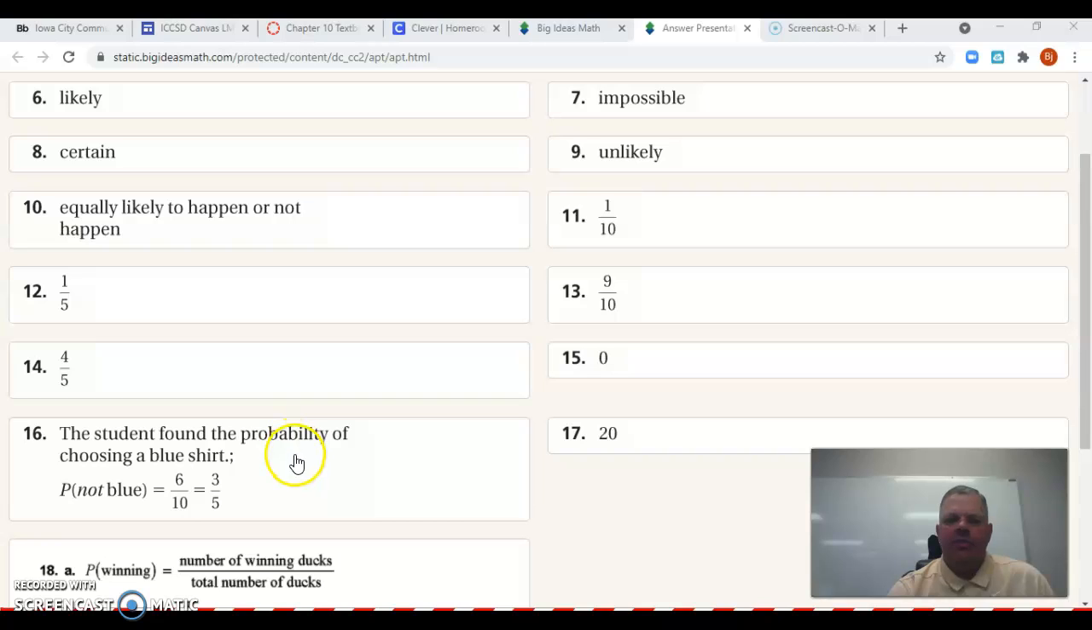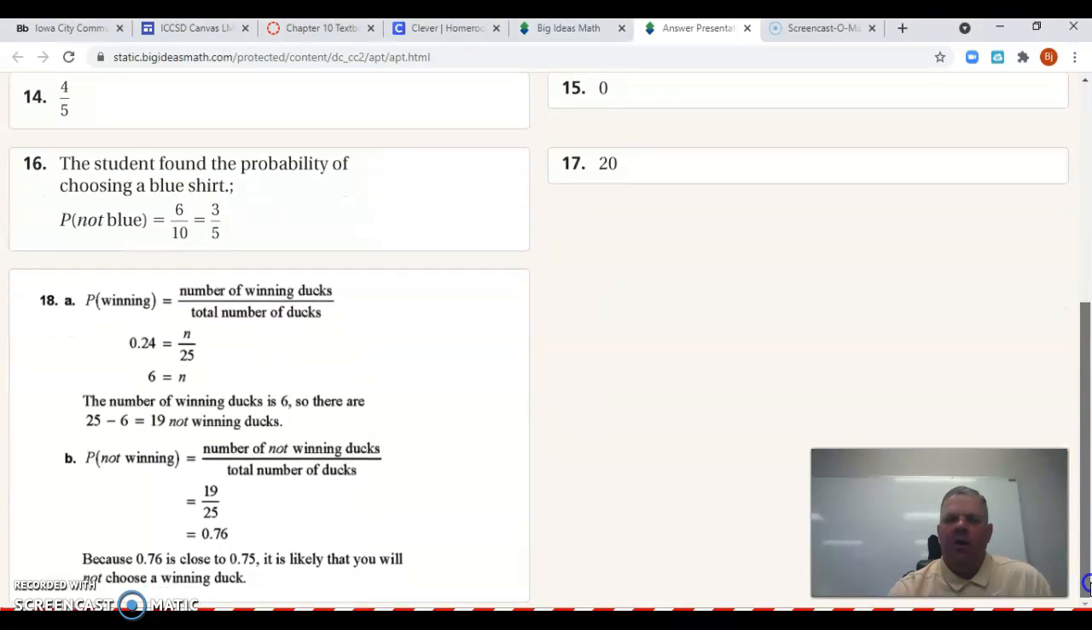On 16, the student found the probability of using the blue shirt. The not blue would have been 6 out of 10 or 3 out of 5. Number 17 is 20. And then our last one, we had the number of winning ducks over the total ducks. So 0.24 equals n over 25. When you solve that, we get 6. So the number of winning ducks is 6.